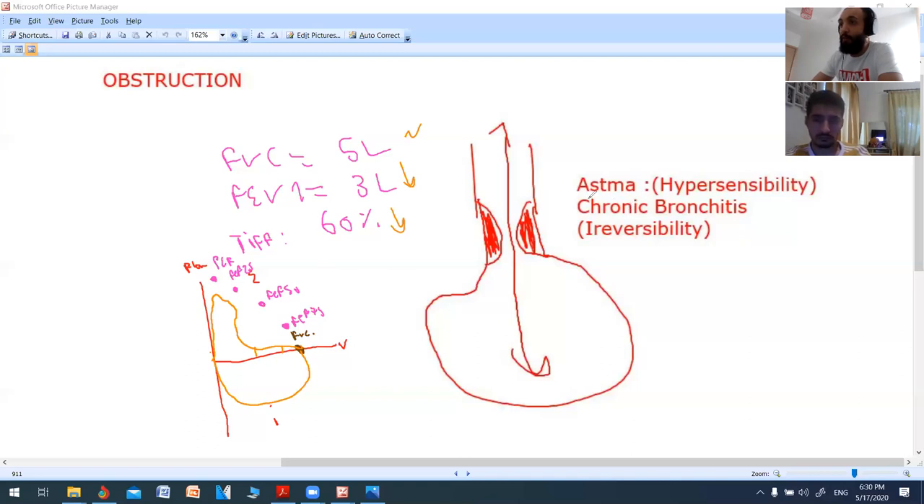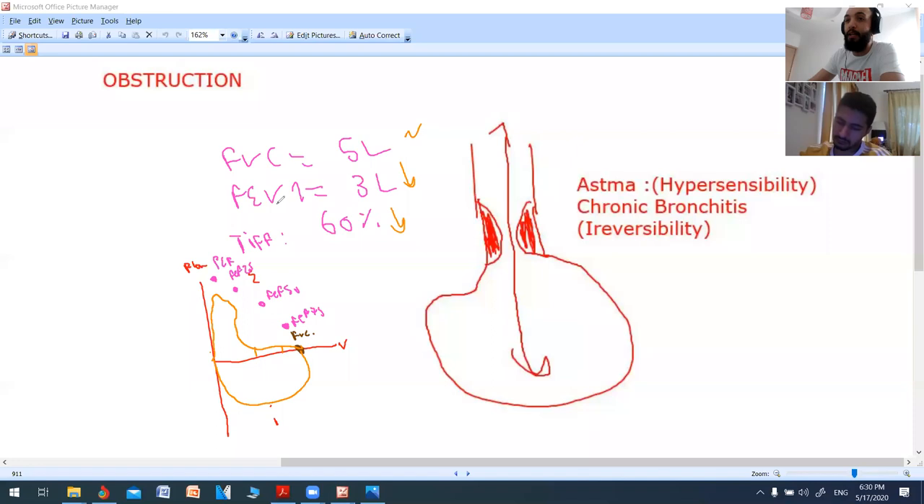I have to give him something that will do bronchodilation. So I give him a beta 2 agonist, salbutamol, or Ventolin. I think many of you have heard of it. You saw it in movies too. Ventolin is a beta 2 agonist, it will go to the bronchi and dilate them. I wait 10 minutes and repeat the test.